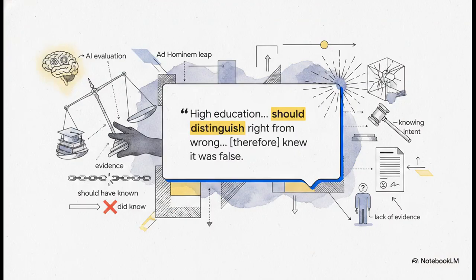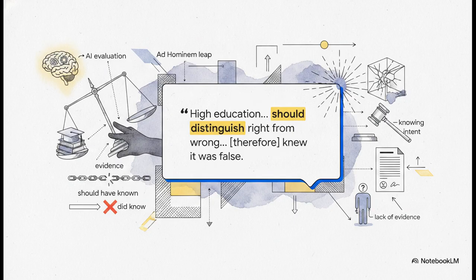And this is a crucial point. The AI highlights an exact quote from the judgment as a glaring ad hominem leap. It illegally uses the defendant's education level to presume that the knowing intent box was checked. Because the prosecution lacked evidence that the defendant actually knew the information was false, the text substitutes his high education level to say he, quote, should have known. The AI flags this as a fundamental error. You simply cannot use should have known based on someone's identity to legally prove they did know as a factual piece of evidence.